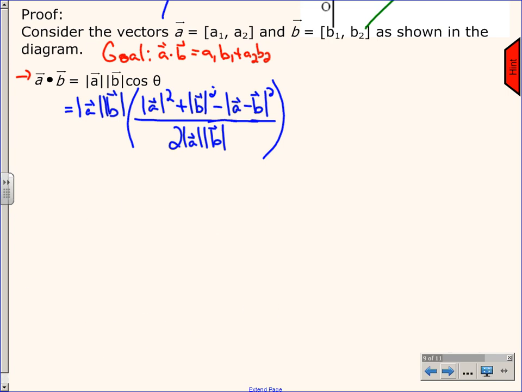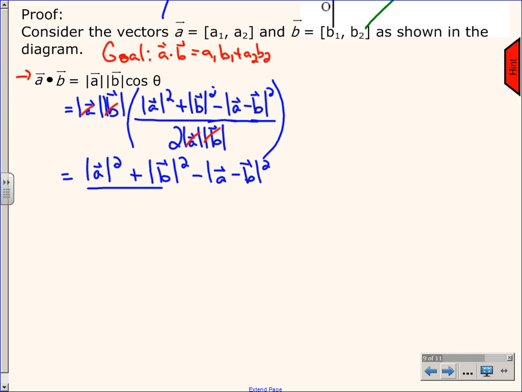So we've made the substitution using the cosine law. Do you see what's going to happen? There's the magnitude of a and the magnitude of b on the top, and the magnitude of a and the magnitude of b on the bottom. So those are all going to cancel out, which is at least a start for us. It starts to get rid of a few things. So we still have that magnitude there, still have that magnitude, and then this larger one, a minus vector b.